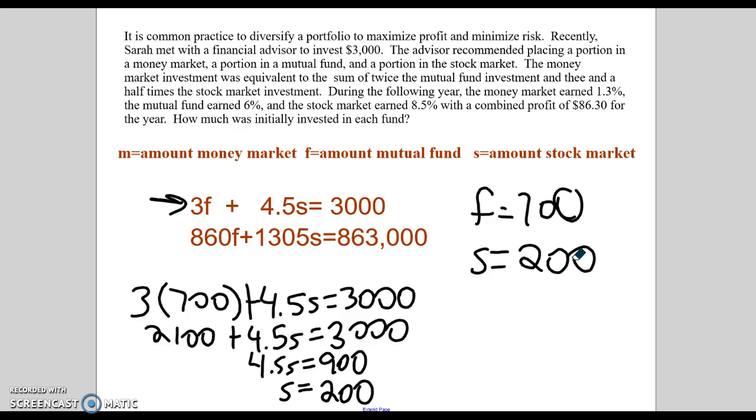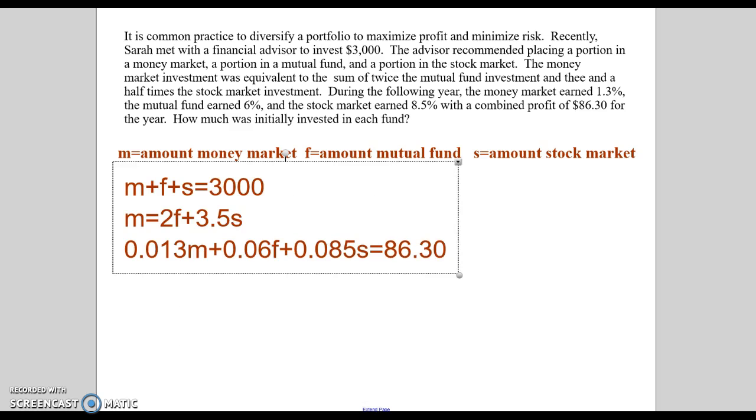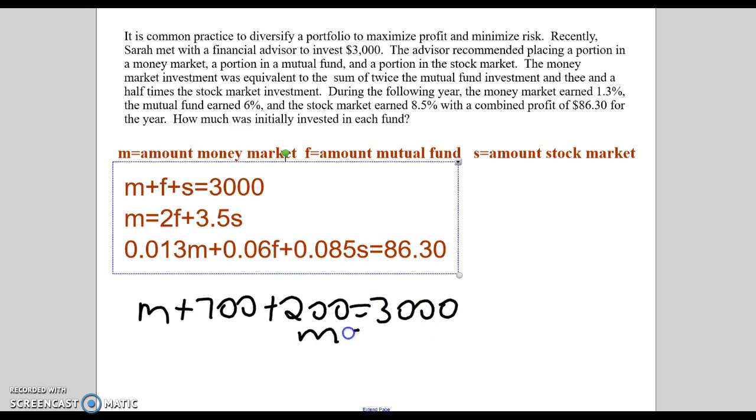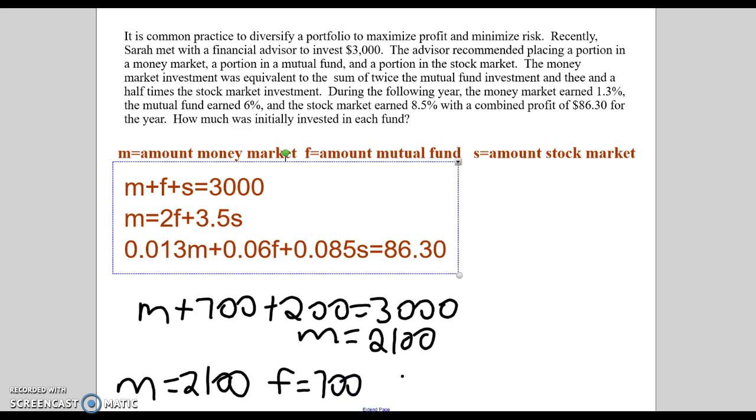So I can go back to my first equation. I can go to any of these equations here that I want, and it will work out. But I'll take the first one because it's the easiest one. So I know that my money market plus the $700 plus the $200 should equal $3,000. So I know that my money market here is $2,100. So the money market was $2,100, the mutual fund was $700, and the stock market was $200. And again, I could plug those values into all three equations and they should work out correctly.